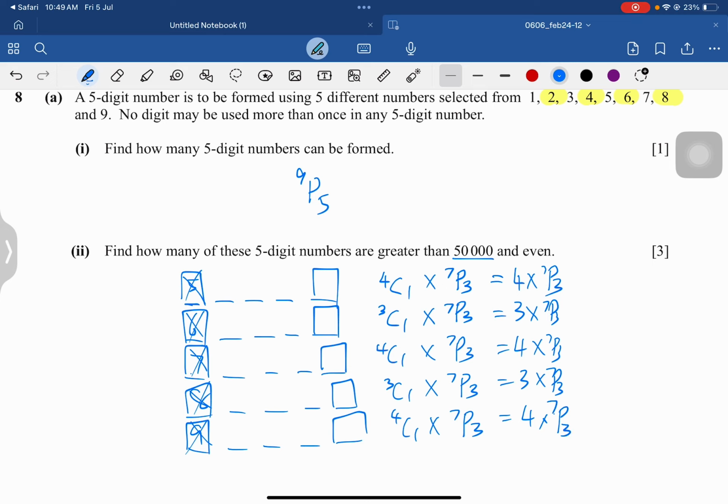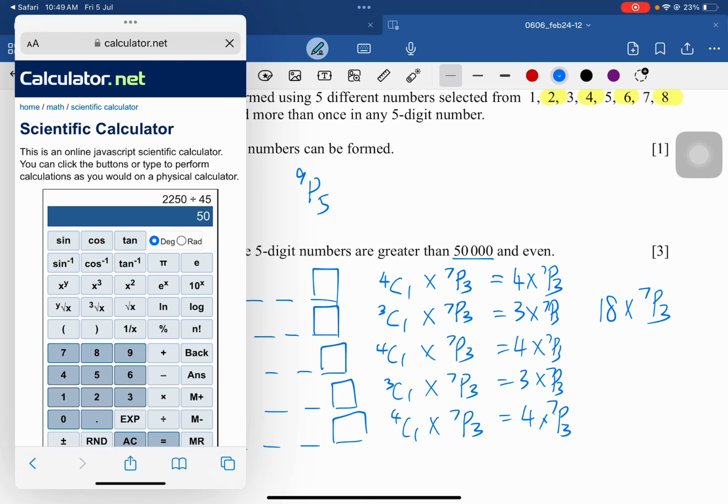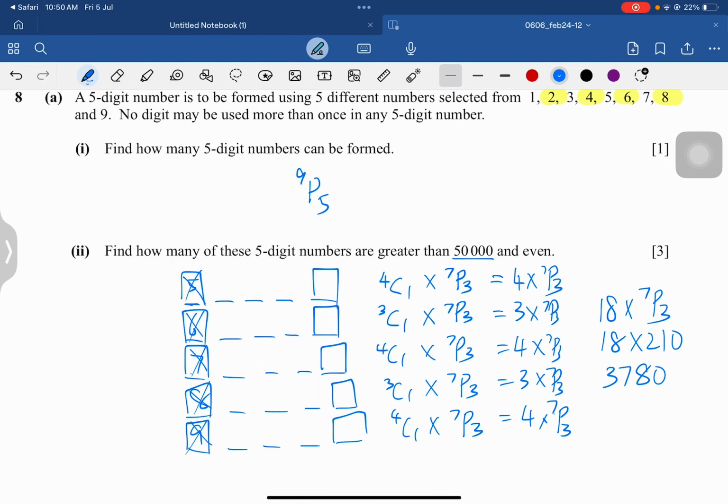Okay, how many 7P3 do we have here? 4 times 3, 12. 12 plus 6, 18 7P3. 7P3 will be 7 times 6 times 5, which is 210, times 18, 3780 will be your answer.